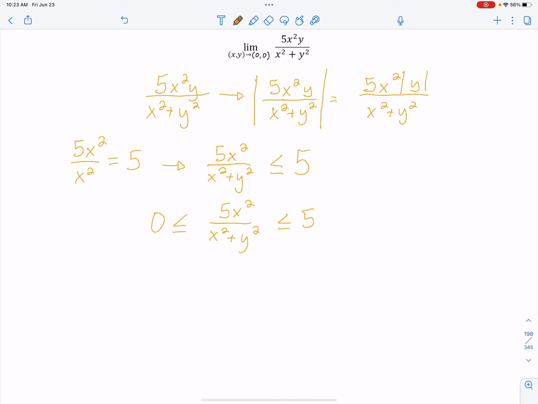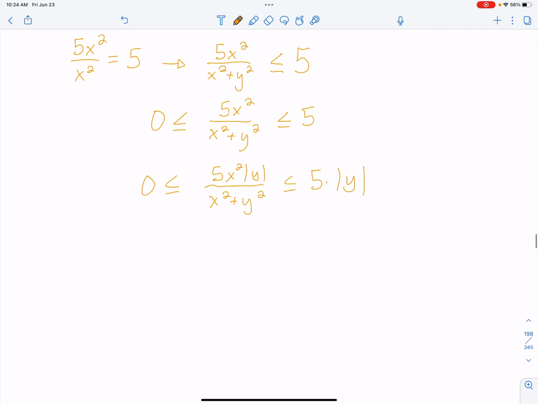I know since they're all positive, x and y, the squareds are going to be positive, I know that that thing is caught between. Now, notice what I wrote down was everything except for that y. What I'm going to do now is multiply everything by that y. Well, 0 just is 0. Then I'm going to get 5x squared times the absolute value of y over x squared plus y squared less than or equal to 5 times the absolute value of y.